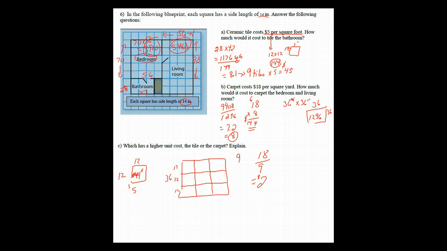That works out to $2 for every square foot, because in a yard there are 9 square feet, whereas over here it costs you $5 for 1 square foot. So the higher unit cost has to go with the ceramic tiles.